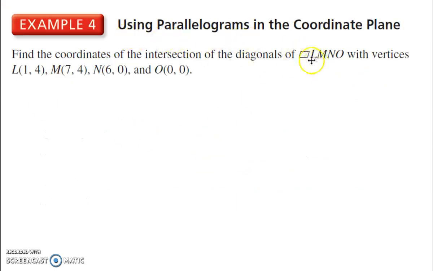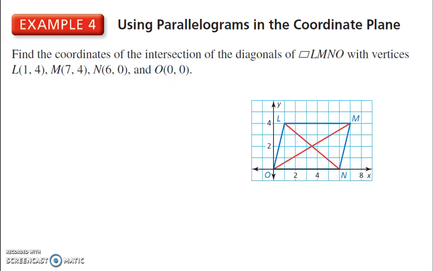Alright, using parallelograms in the coordinate plane. Find the coordinates of the intersection of the diagonals of parallelogram LMNO with vertices L at 1,4, M at 7,4, N at 6,0, and O at, this is always very nice when we have the origin. Okay, first thing I would do is graph this. Okay, so if you graph it, this is what we're looking at.